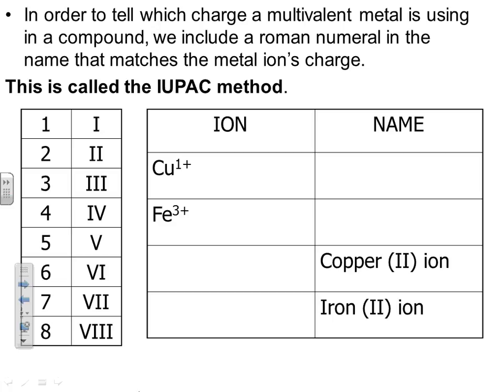1, 2, 3, very common. 4: lead and tin can be 4. They're in that group 4, so they can be 4. So we're talking about a lot of the transition metals, and many of these metals down here below the stair-step line.